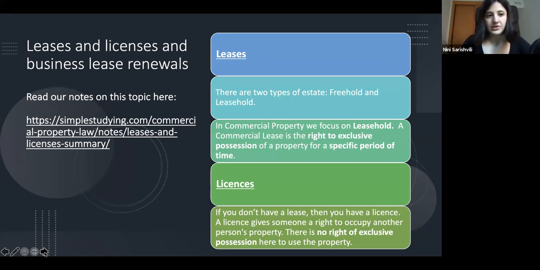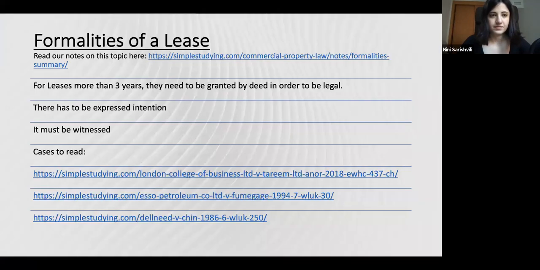Leases and licenses and business lease renewals. You can see our notes at this link for this topic. So leases: there are two types of estate, freehold and leasehold. In commercial property, we focus on leasehold. A commercial lease is the right to exclusive possession of a property for a specific period of time. A license is different. If there is no lease, then there is a license. So a license gives someone a legal right to occupy the premises.